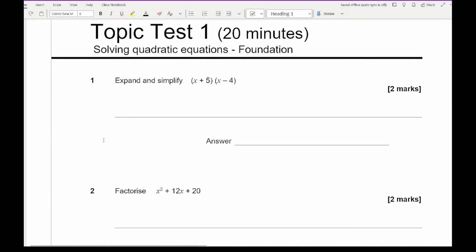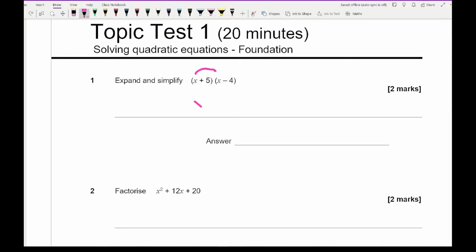With this first question, it says expand and simplify x plus 5 multiplied by x minus 5. For this, what we need to do is expand the brackets. You can either use a grid or you can use loops. Generally speaking, for the 2 marks, it would usually come from expanding the brackets.